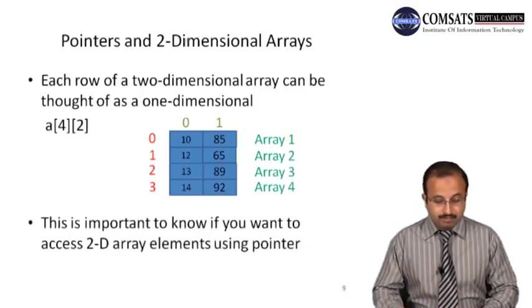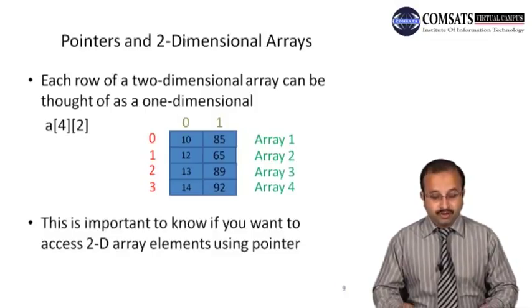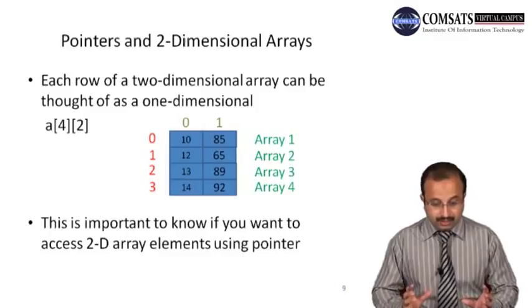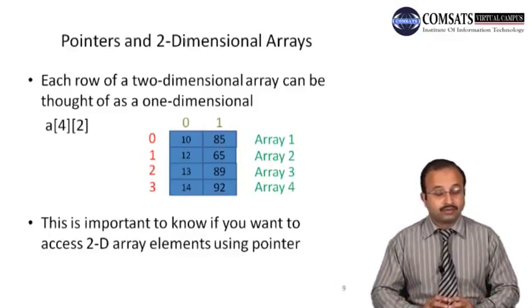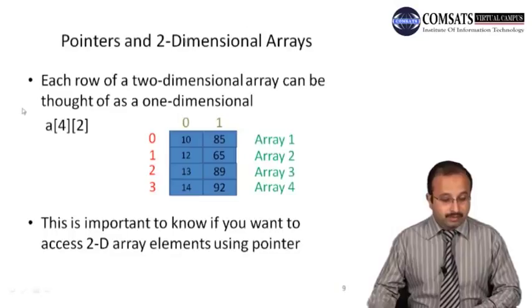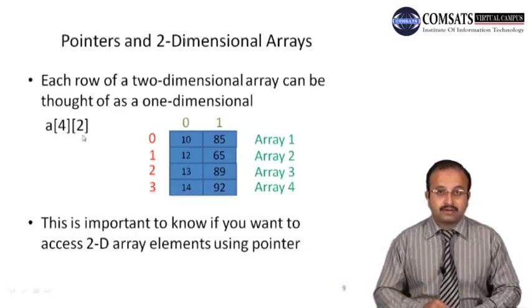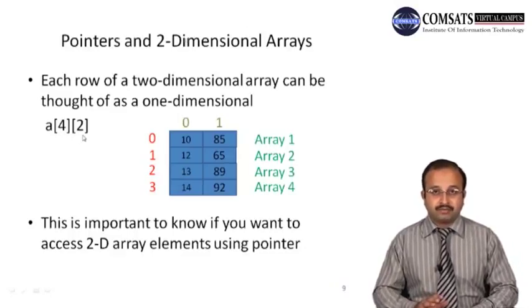And this is important to know if you want to access two-dimensional array elements using pointers. So अगर आप pointers access करना चाहते हैं तो आपने ये idea absorb करना है that a two-dimensional array is a group of one-dimensional arrays. So अगर उसकी dimensions हमारे पास इस तरह से हैं 4 rows and 2 columns, so dimensions could be like 14 rows and 100 columns. That is also perfectly fine.